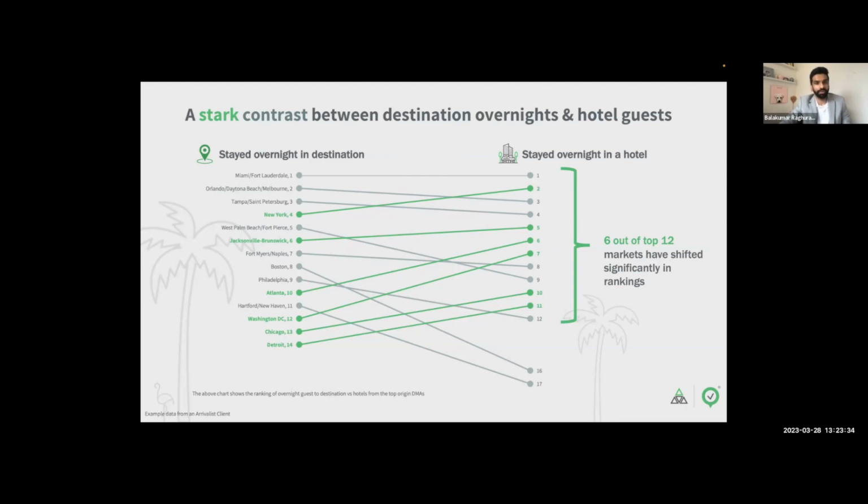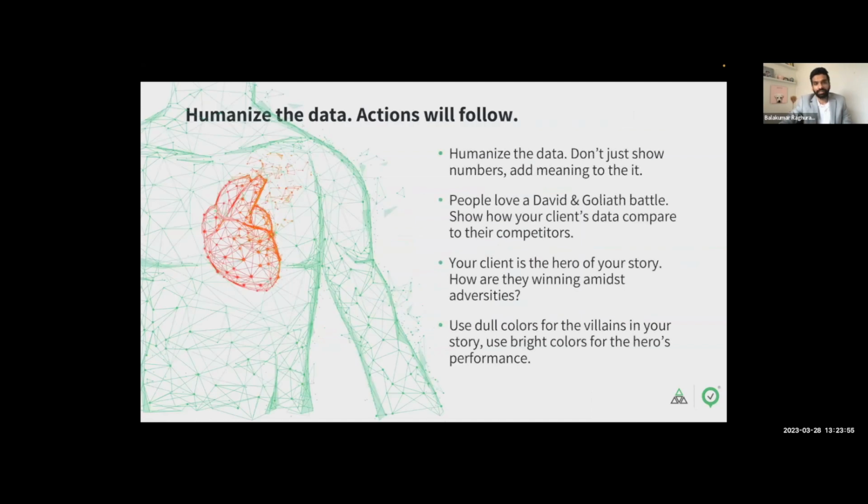So that's kind of what we're going to talk about throughout: how can we make the insights much more meaningful, evoke an emotional response, make it easier for people to go in and repeat that. In fact, the 6 out of 12 was something that was repeatable even after the meeting. And I always say this: humanize the data, actions will follow, right?